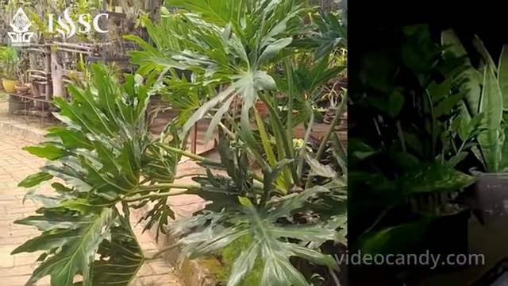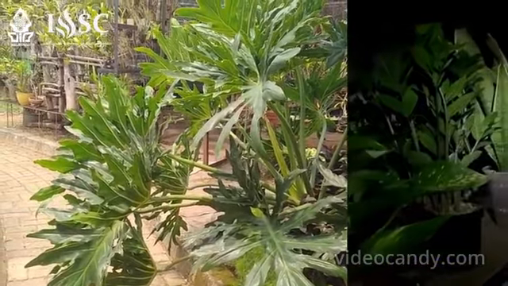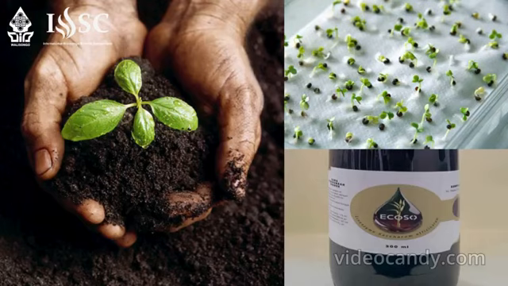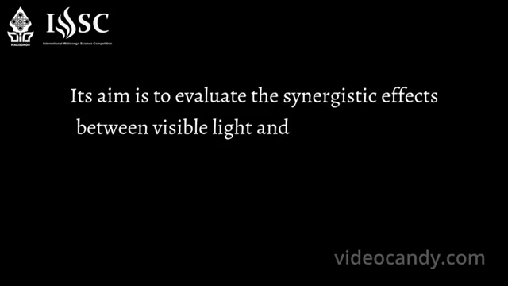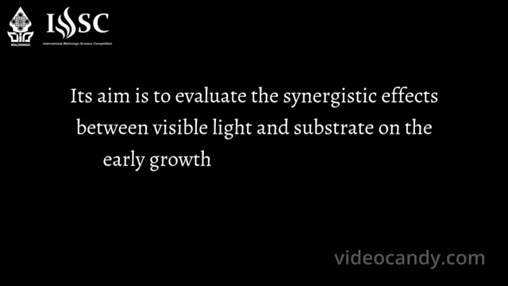This experiment utilizes two lighting conditions, light and dark, and two substrate variations, soil and moist cotton with water and an ecoenzyme solution. Its aim is to evaluate the synergistic effects between visible light and substrate on the early growth dynamics of corn. The experiment was conducted for 5 days with two types of substrate, namely soil and moist cotton mixed with an ecoenzyme and water.